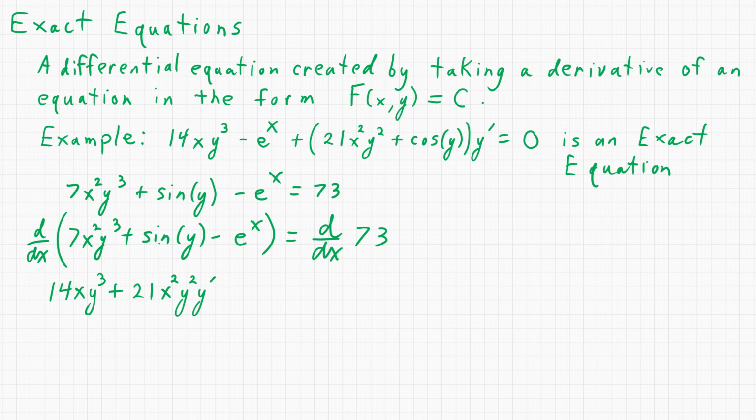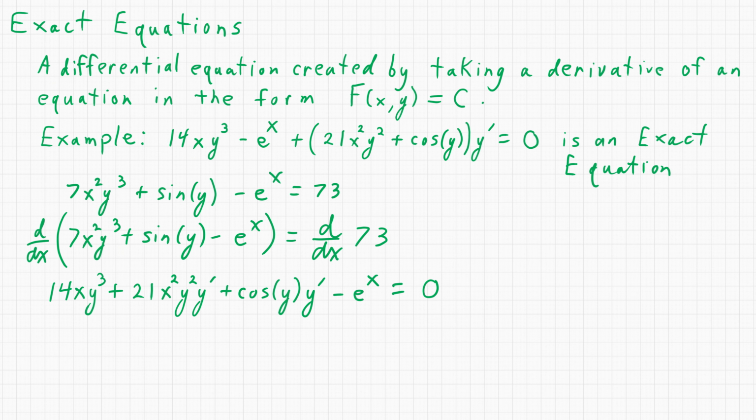In the next term, the derivative of positive sine of y is positive cosine of y, but using the chain rule, we also have a y prime pop out. And then the next bit, we have minus e to the x. Take the derivative with respect to x. That's just minus e to the x again. Then the derivative of 73 is 0.